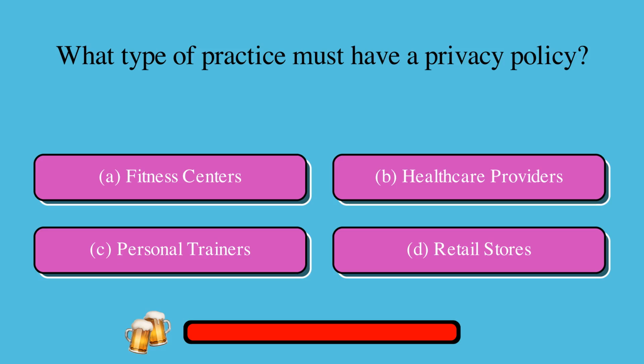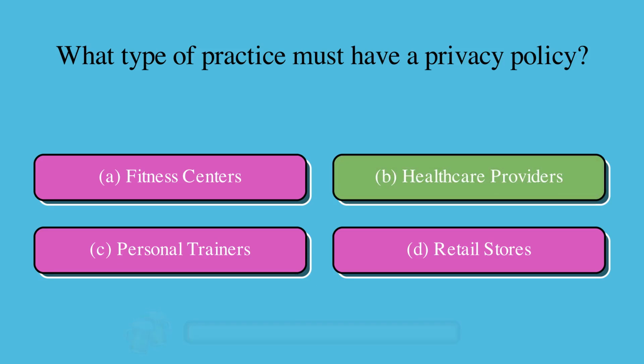What type of practice must have a privacy policy? A, fitness centers, or B, healthcare providers, or C, personal trainers, or D, retail stores? The correct answer is B, healthcare providers.